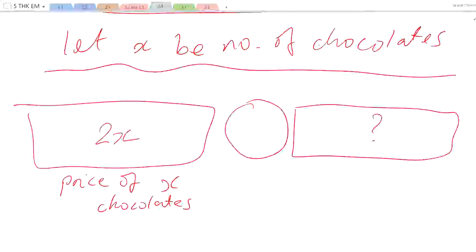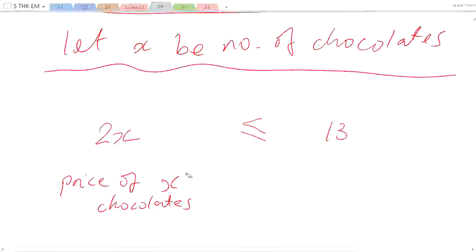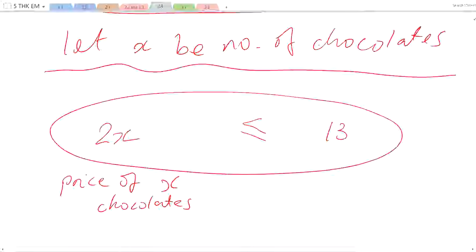Less than 13? You sure? Less than or equal to. Okay, this is the condition given. The amount you spend must be less than or equal to 13. Fill in the blanks. Okay, this over here, you have shown the marker.